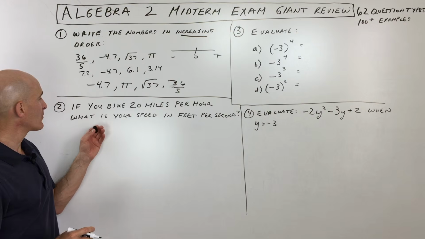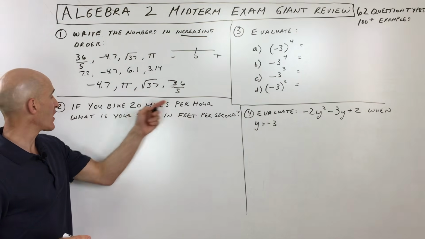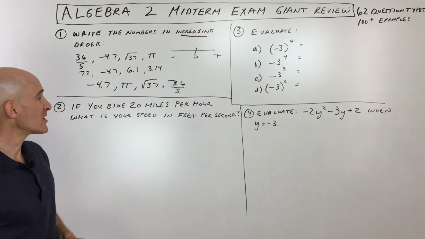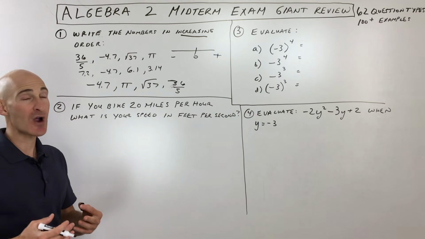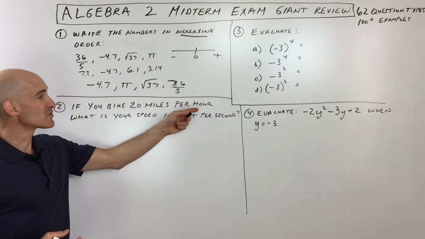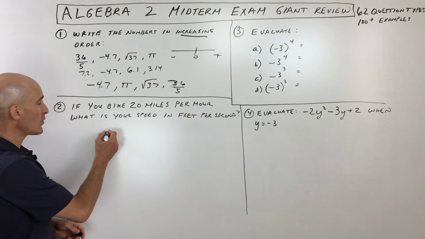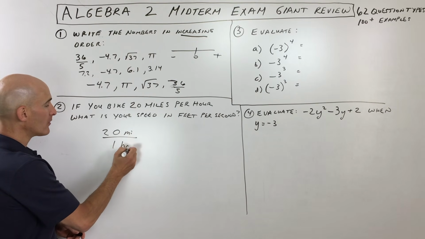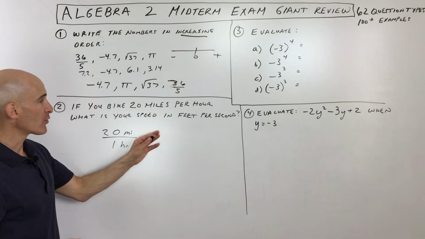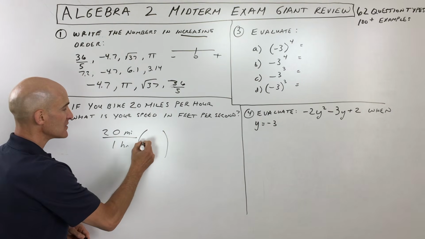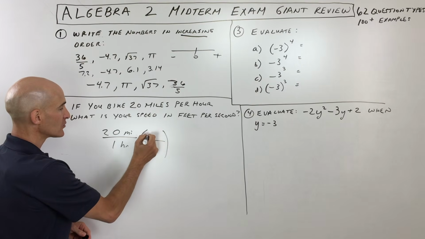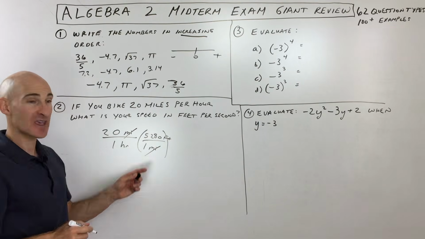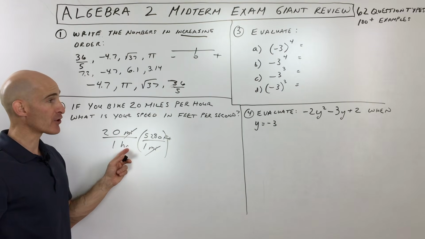Now example number 2 here, it says, if you bike 20 miles per hour, what is your speed in feet per second? So this is a good question, and basically what they're testing us on in this problem is, can we convert from miles per hour to feet per second? So let's see what we have here. Let's start off with the 20 miles per 1 hour. Per means divided by, by the way. And we're going to convert that into feet per second. So for every mile, 1 mile is equal to 5,280 feet.